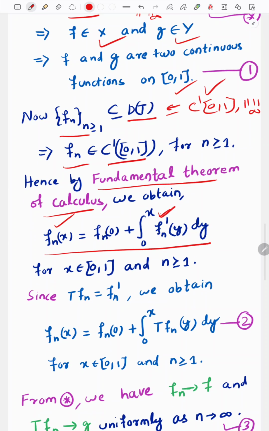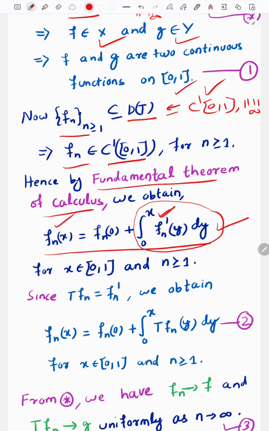Then our next task is to pass the limit on this integral form. When n goes to infinity, we know that fn converges to f uniformly, which means it also converges pointwise, because uniform convergence implies pointwise convergence. Therefore this will equal f(x) and this will equal f(0). But here there is a problem.